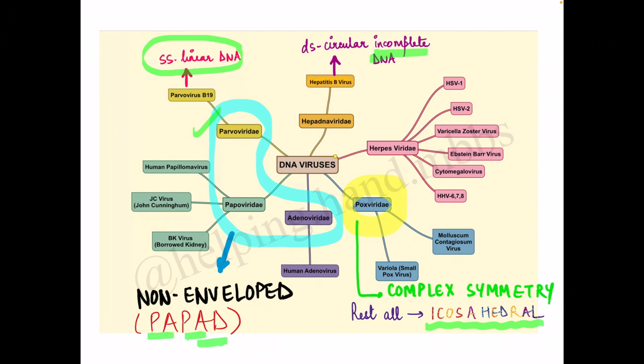Okay, so again, just revise it once, go through this slide once and try to recall yourself after closing your eyes. So we have the PAPAD, which is non-enveloped, poxviridae has complex symmetry, and parvovirus has a single-stranded linear DNA, and hepatitis B virus has an incomplete DNA. I hope this has become easier for you now.